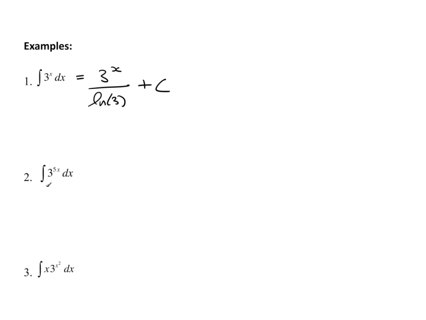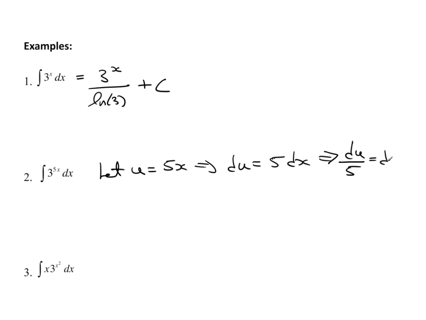Now this one is going to be a little bit trickier because of that 5. Let's go ahead and go about it the way you're probably thinking. Let's just do a straight u substitution. If I let u equal 5x, then du equals 5 dx, which means that du over 5 is equal to dx. So this gives me 1/5 the integral of 3 to the u du.